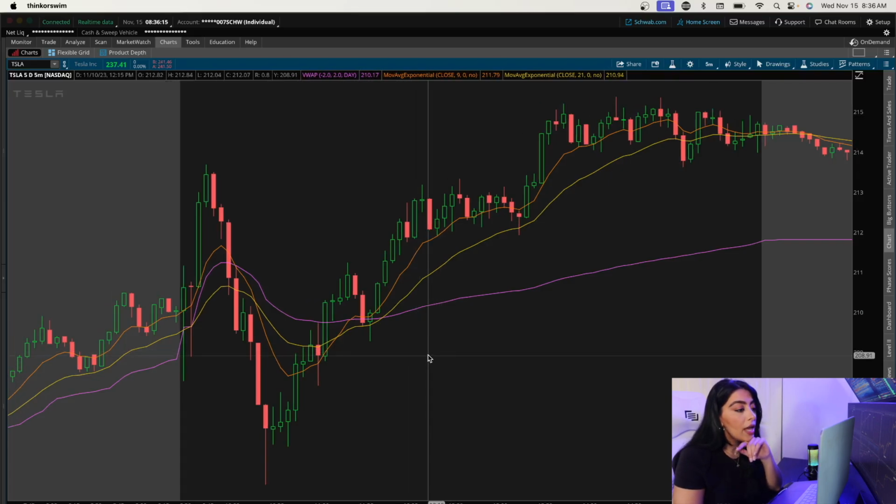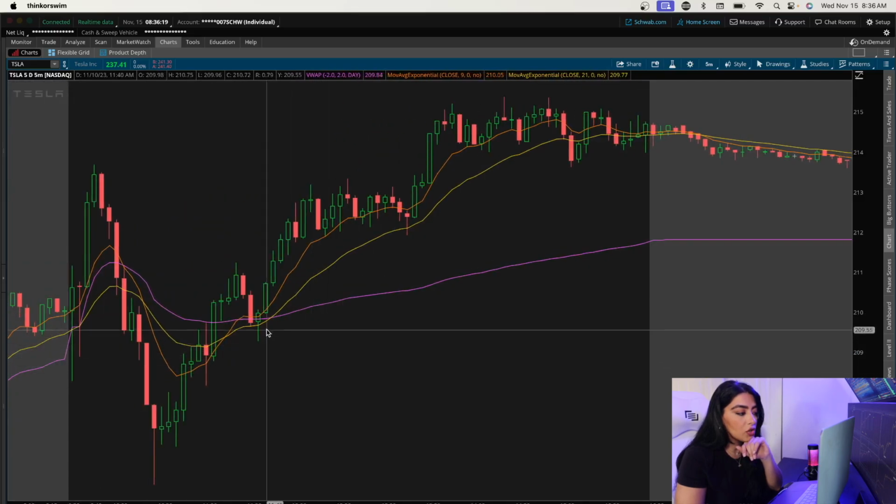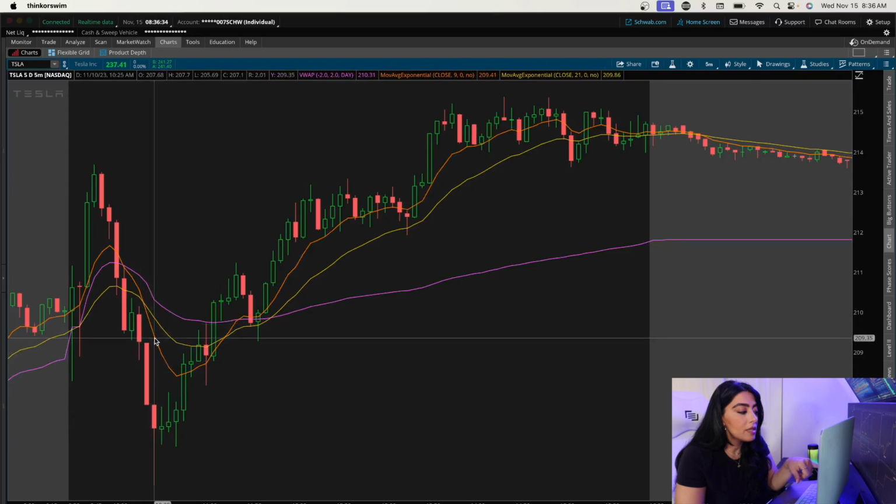So for example, if the stock is trending to the upside, what you will see is it trending fully above its 9 and 21 EMA. As long as the stock is trending above the 9 and 21 EMA, just off of this example on Tesla, you can see that Tesla started to approach its VWAP.